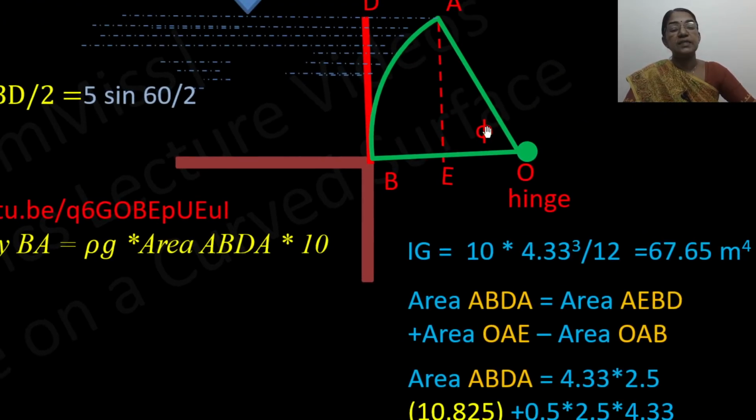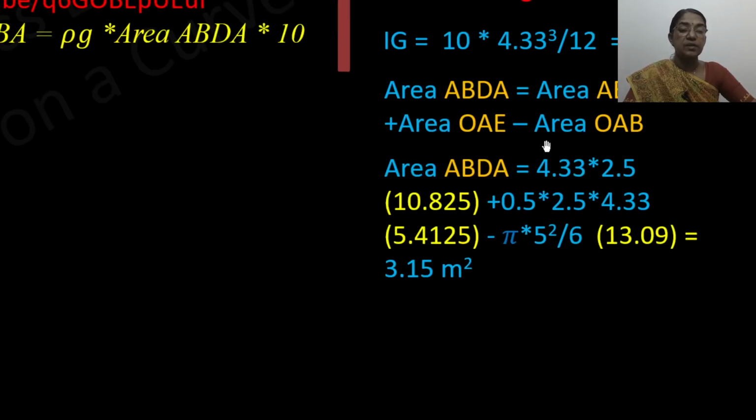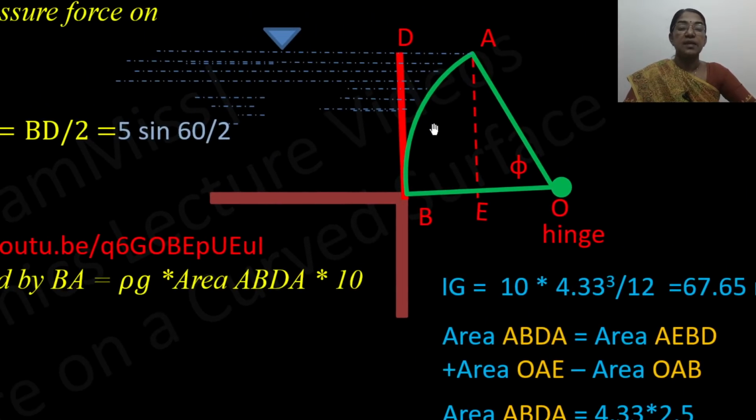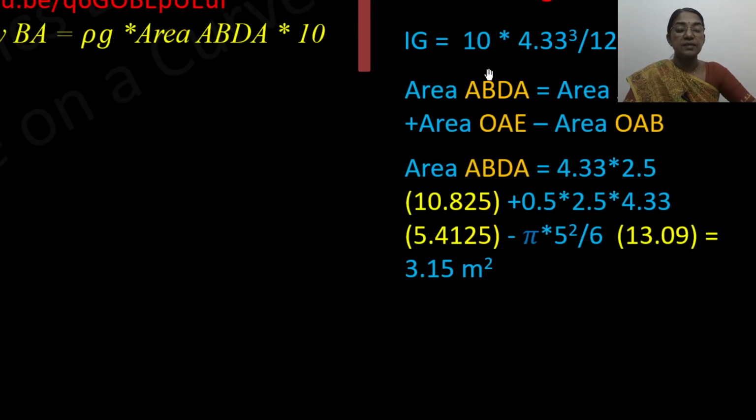Then this angle is 60 degree. So area OAB is equal to total area of the circle by 6. So that means pi r square by 6, that is given as 13.09. So from this calculation, the area ABDA is obtained as 3.15 meter square.